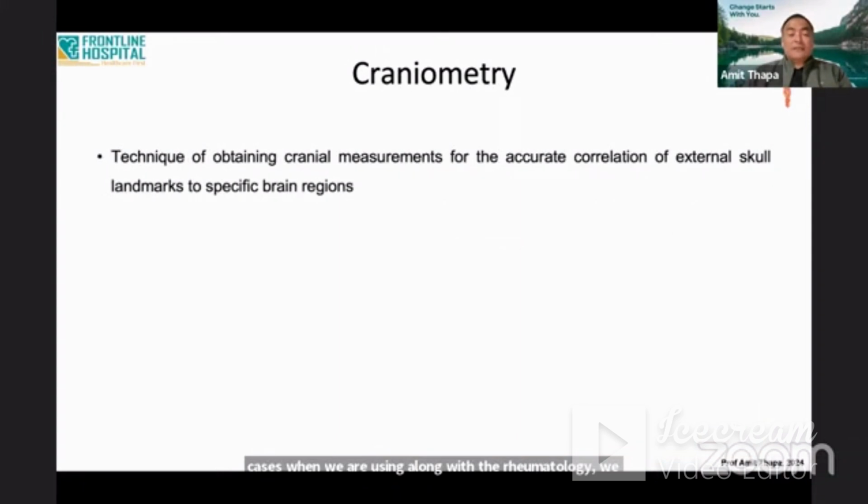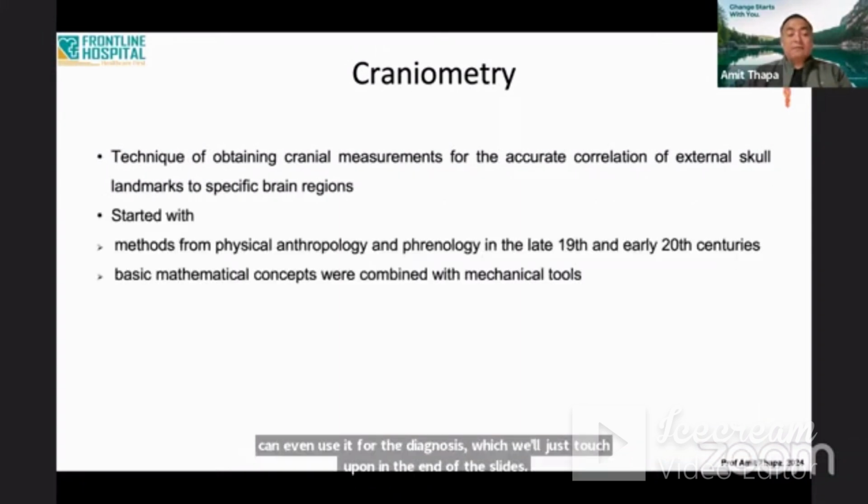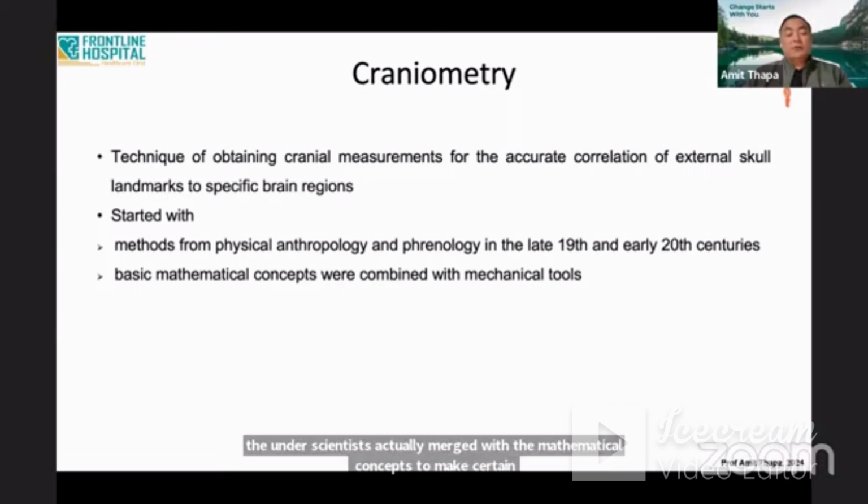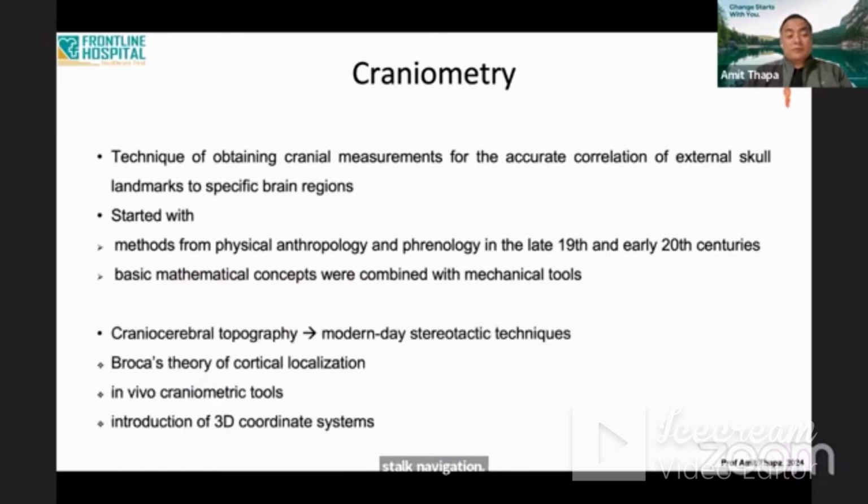So we have already discussed craniometry, but it started with the methods of physical anthropology and phrenology in the late 19th and early 20th century, where the earlier scientists merged with mathematical concepts to make certain primary mechanical tools to navigate to the lesion of interest. Slowly it started with the topography devised by Broca's theory of cortical localization, and later on moved towards the modern day stereotactic techniques. So it has seen transitions over the period.